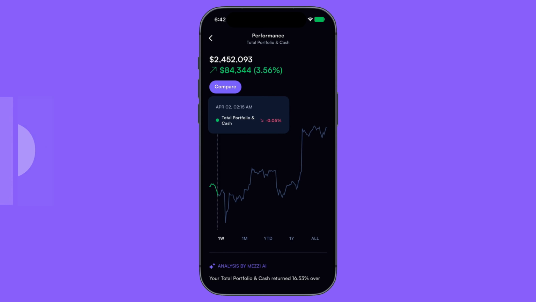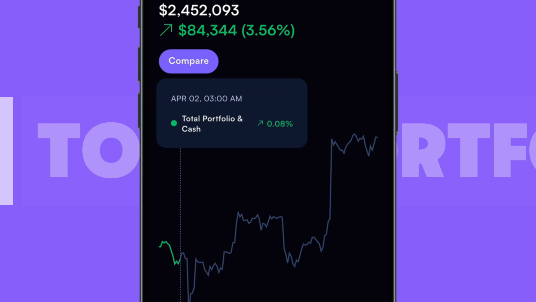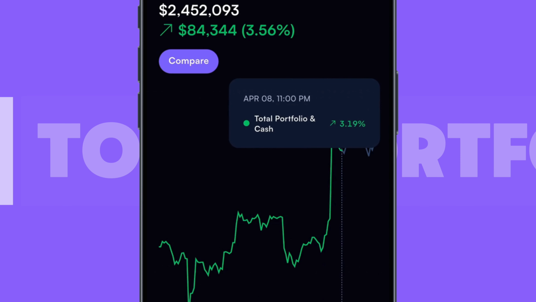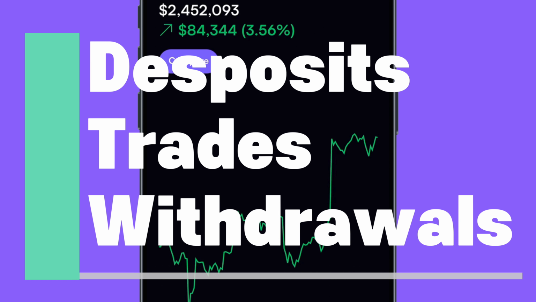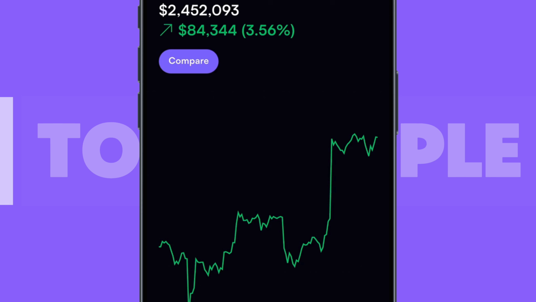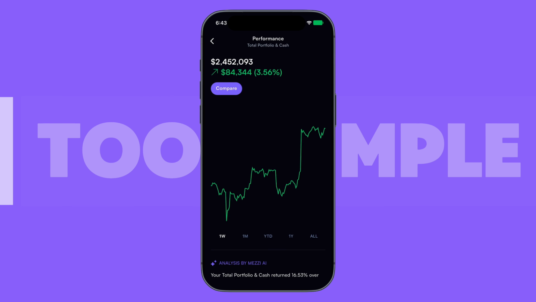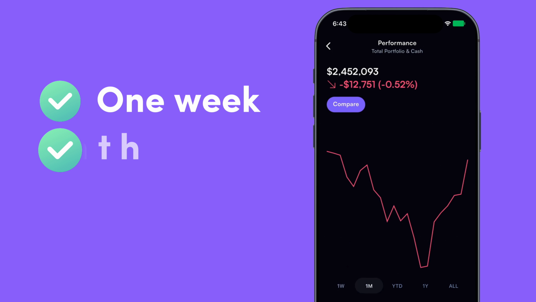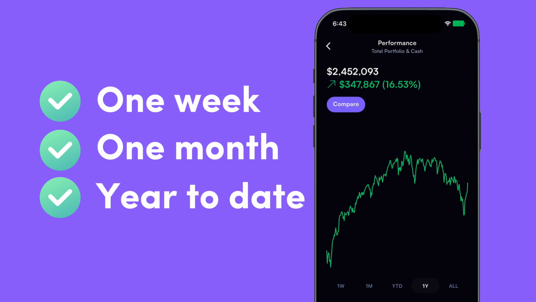Now you're looking at your portfolio over time. This line represents your total portfolio and cash, aggregated across all accounts, adjusted for deposits, trades, and withdrawals. That's time-weighted performance. Mezzi doesn't just look at what you currently hold. That's too simple. And you can look at time-weighted performance across different time frames: 1 week, 1 month, year-to-date, or longer-term views.